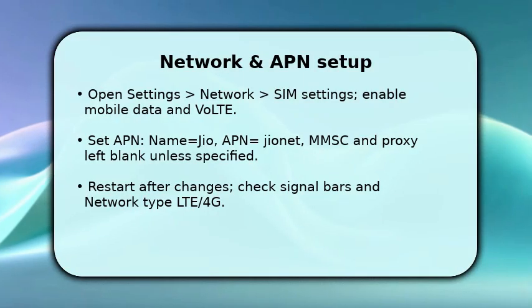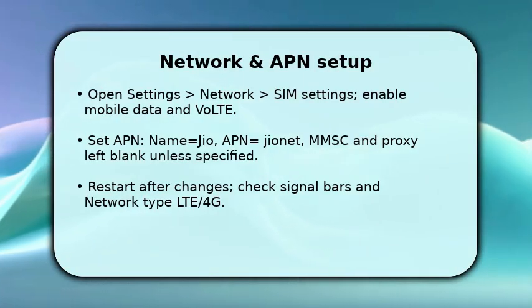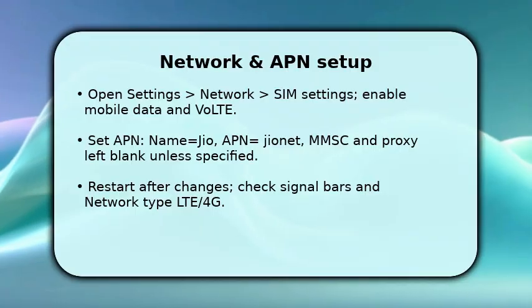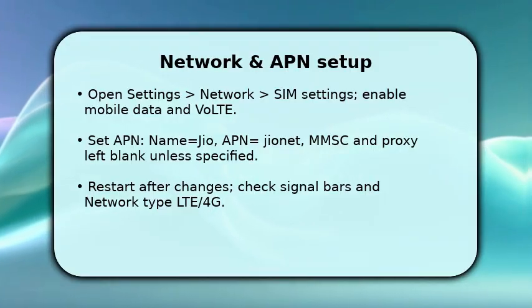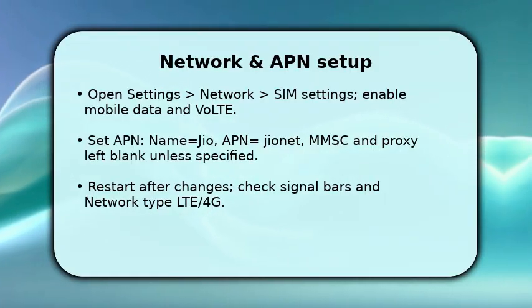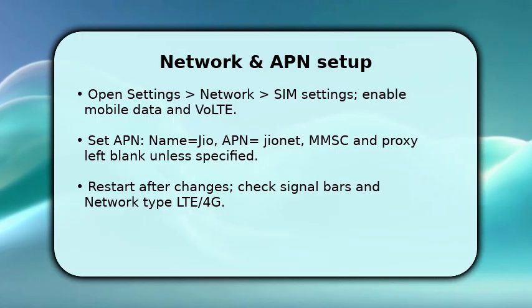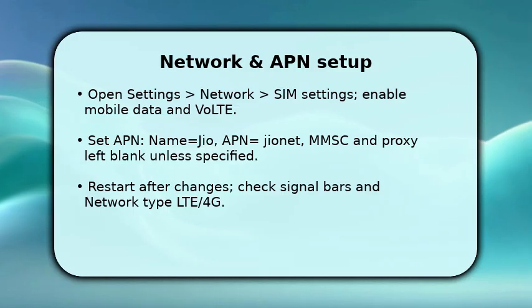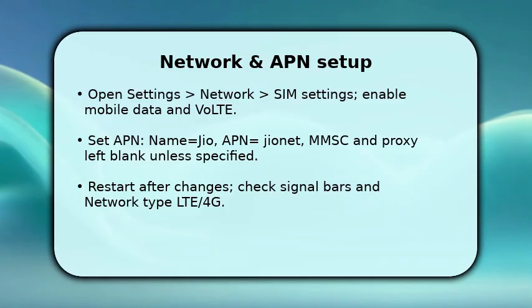You now enable mobile data and VoLTE and SIM settings so calls and internet work together. VoLTE is essential for Jio Voice on LTE. Then go to Access Point Names and create or edit an APN named Jio with APN value jionet. Leave MMSC and proxy blank unless your operator gave values. Save and select that APN.